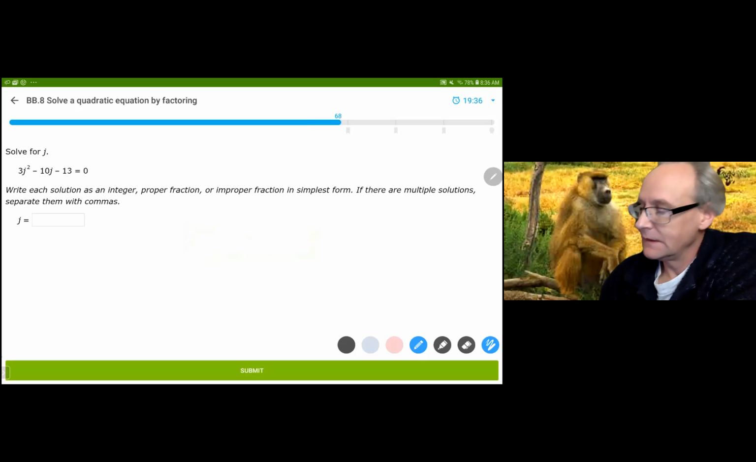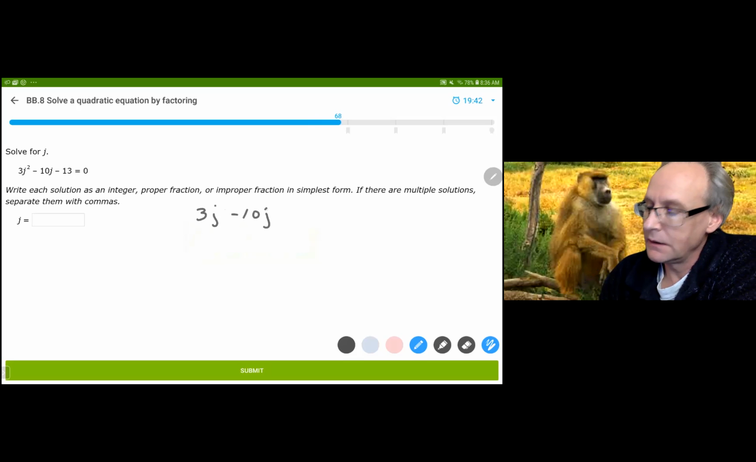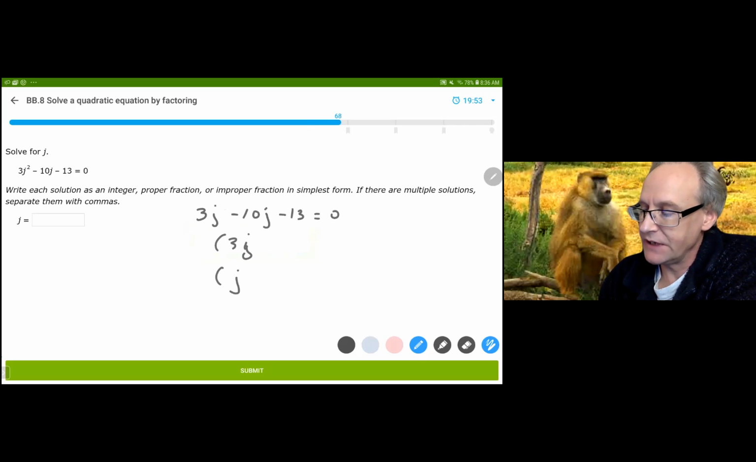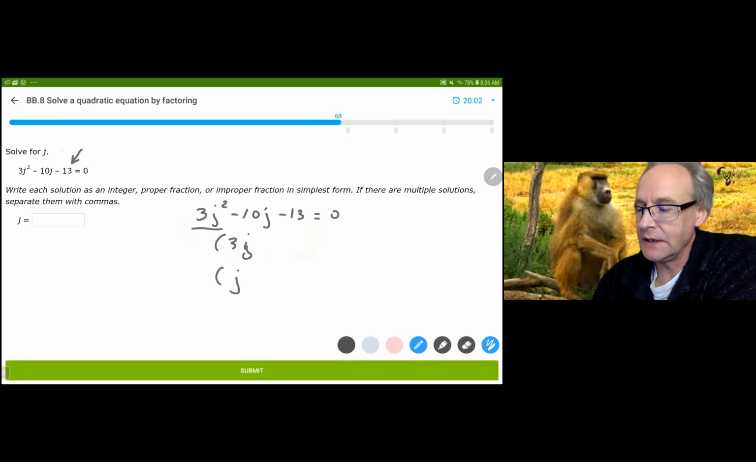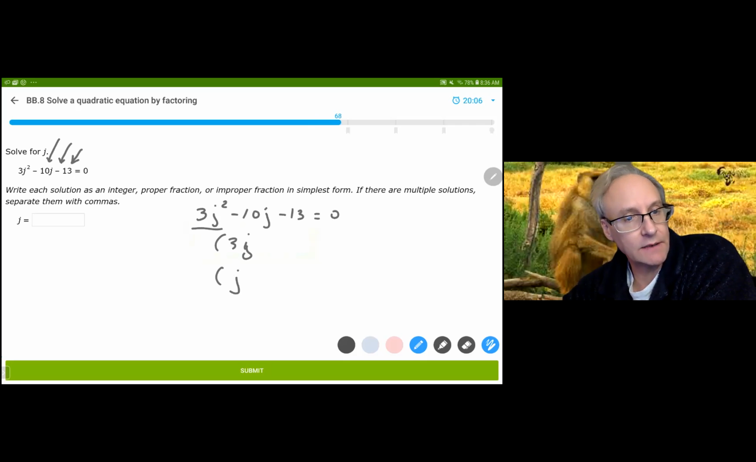All right. I like these. I know you guys don't, but I like them. 3j squared minus 10j minus 13 equals 0. And we want to get a 3j and a j to get 3j squared. And I want to get a minus 10 in the middle. So I want a product of 13 and a difference of 10. And I want the bigger one to be negative.